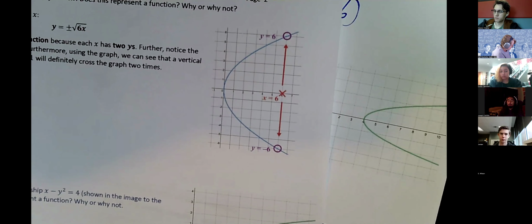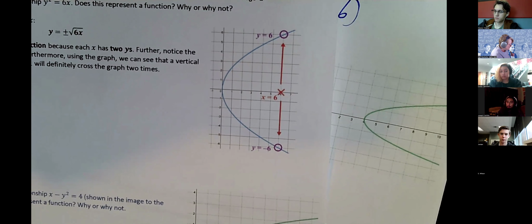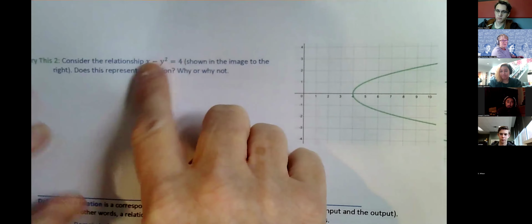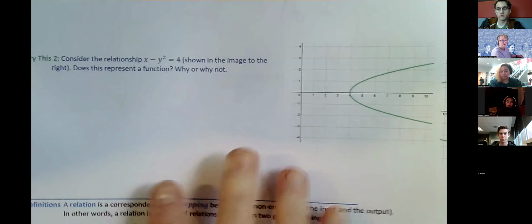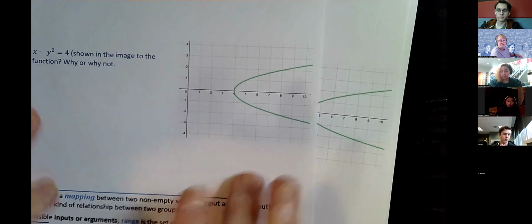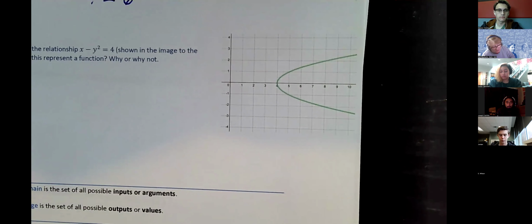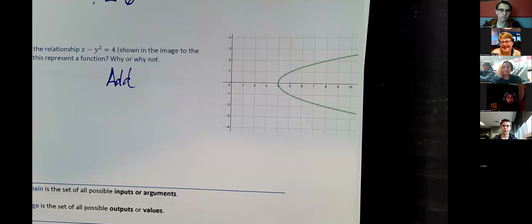Okay, so I want y'all to work on the relation x minus y squared equals 4. And I went ahead and showed that. To play with this, I'm going to go away, and I'm also going to pause the recording. So who's going to remind me to unpause? Now pause. Thanks.